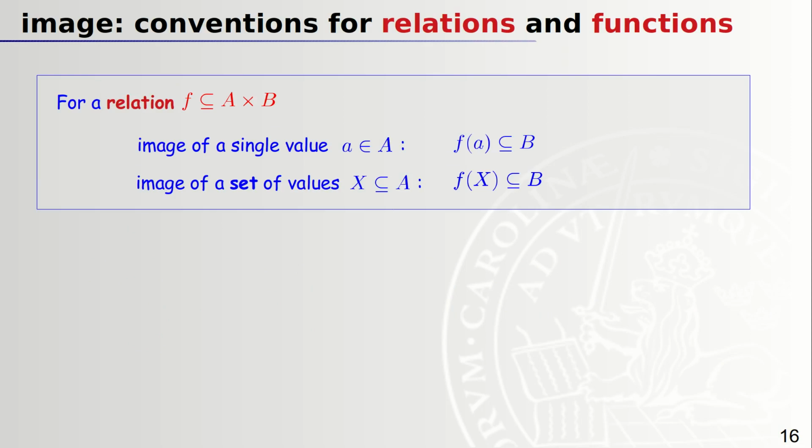There's one subtle difference between images of functions and general relations, which really is mostly about notation. In the case of relations, the image of a single value a in its source is a set of values in its target. The reason is, of course, that a relation may relate any value in the source to any number of values in the target, including none at all. So the image of a single value could very well be empty, contain a single image value, or any number of values in the target.